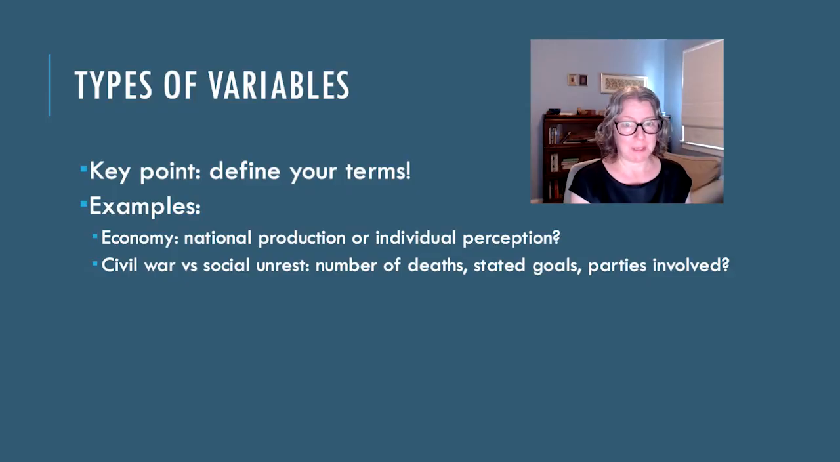After deciding the question we want to answer, we work to define what we mean in more detail, in part by looking at how other political scientists have answered that question. This is one way political science, and social science more generally, can differ from other types of research. We really need to explain what we mean by the terms we're using and justify how we're measuring them. So, what do I mean by the state of the economy? Is it overall productivity or individual perceptions? What's the difference between civil war and just social unrest? And how can you tell?